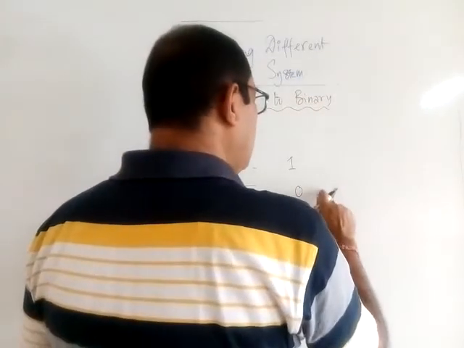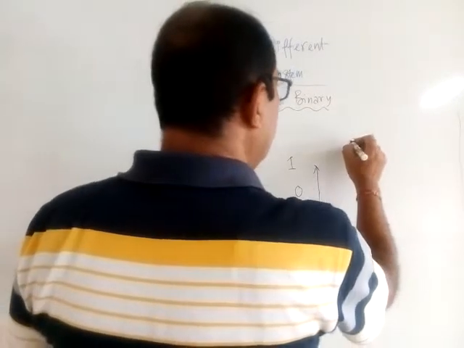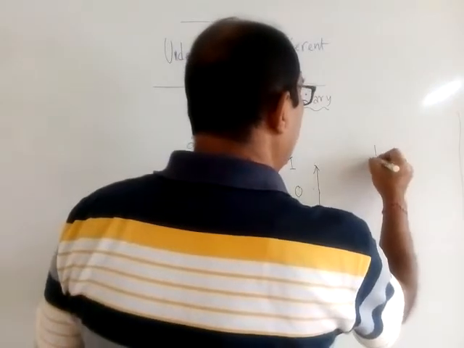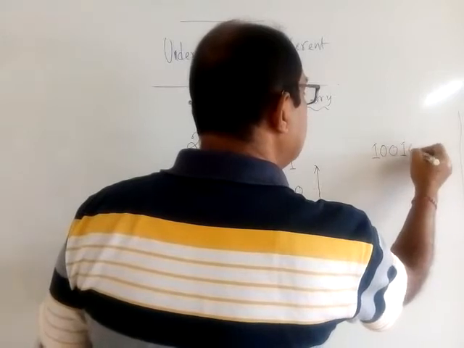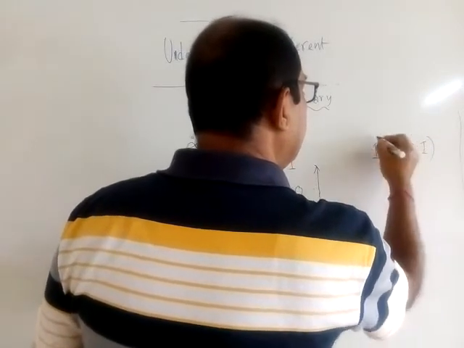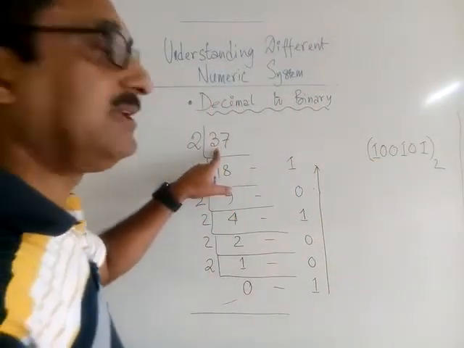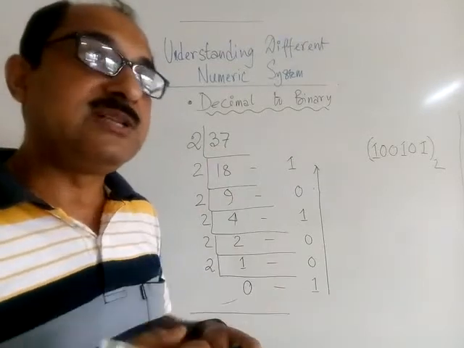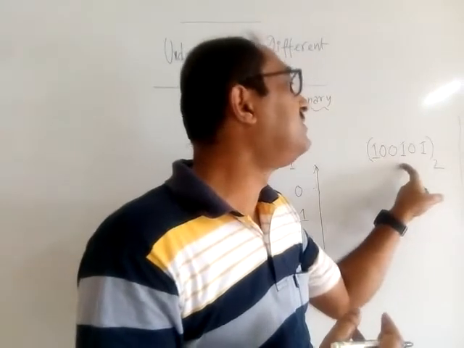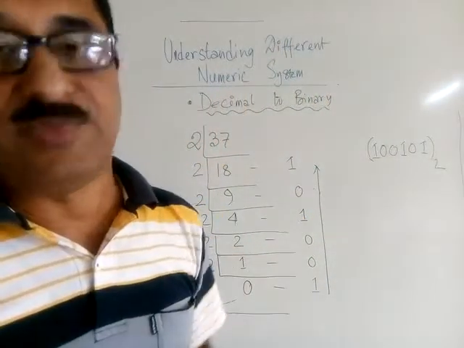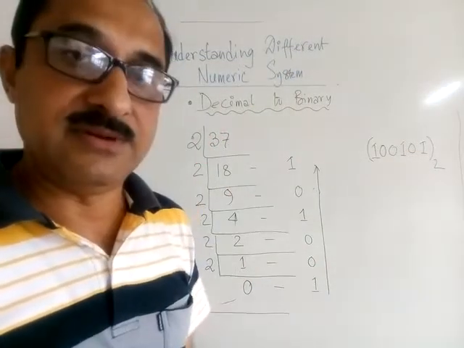So if I write all the digits from bottom to top, what will happen? We get 1 double 0, 1 0 1. And let me write a 2 here. That means this is the number equivalent to the number 37. Whatever is known to us in our daily life as the number 37, that is known as 1 double 0 1 0 1 in the binary numeric system. That is how we can convert a decimal number to a binary number.